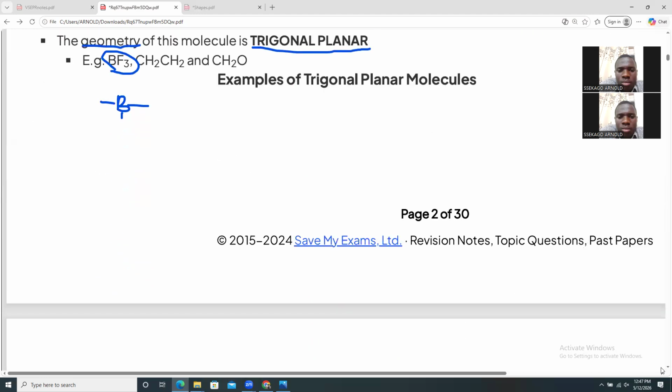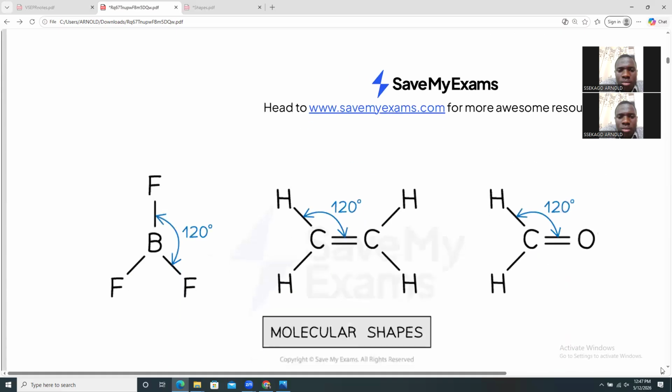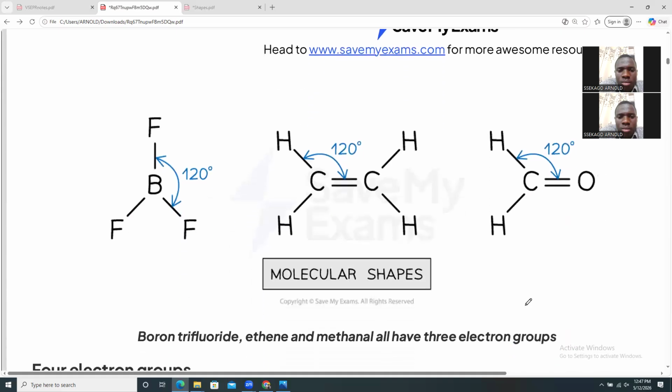So we call that type of geometry trigonal planar, and the angle is 120. Now, these others are a bit technical because some of you have forgotten what alkenes are. This is methanol. Some of you don't know methanol. So kindly take note of them, but we shall dissect them. I don't know whether it is going to make sense.